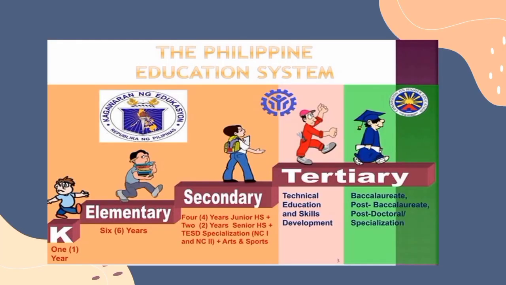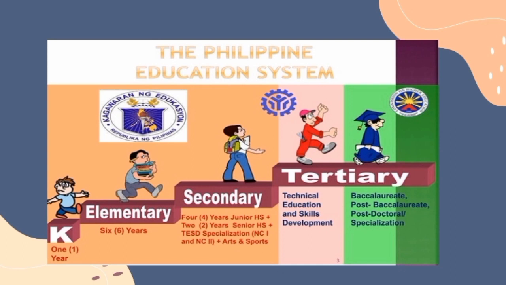So we have here a chart. This chart is the Philippine educational system. The Philippine educational system has 4 levels: the K, the elementary, high school, and the tertiary. K stands for kindergarten. Kindergarten is just 1 year. The child should undergo 1 year in kindergarten before he or she can proceed to the second level, which is the elementary level.